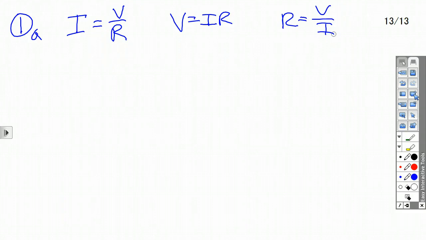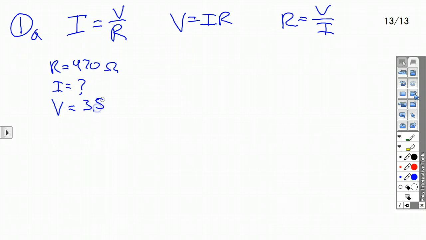So in part A, we know the resistance is 470 ohms. We know the current. Actually, we don't know the current. We want to find the current. We know the voltage is 3.5 volts. So again, I equals V over R. I equals the voltage, we said it was 3.5 volts. The resistance was 470 ohms.